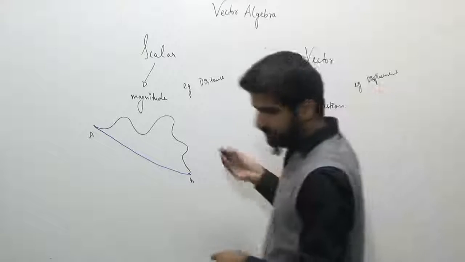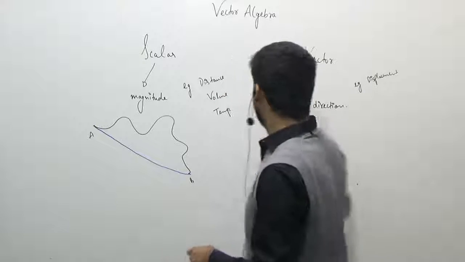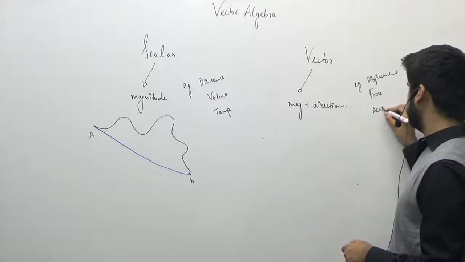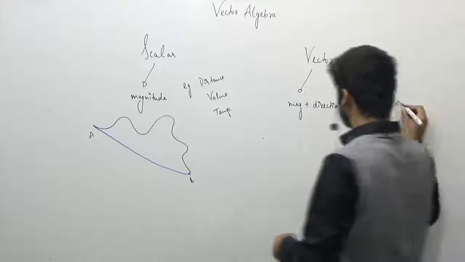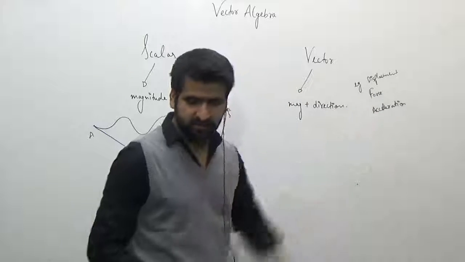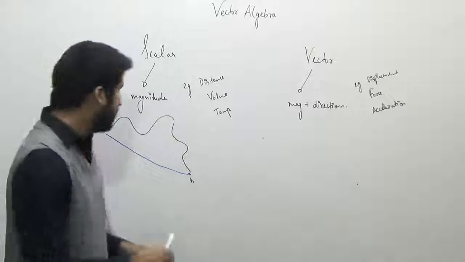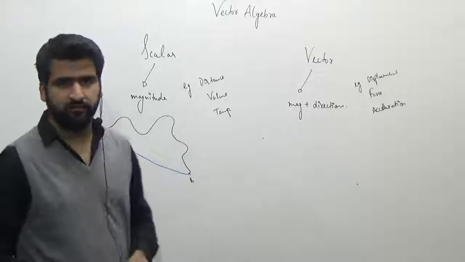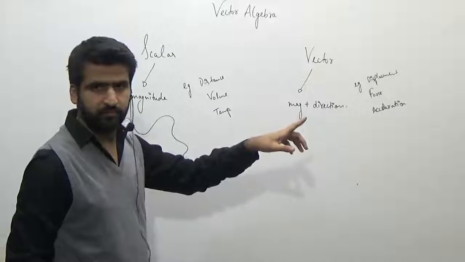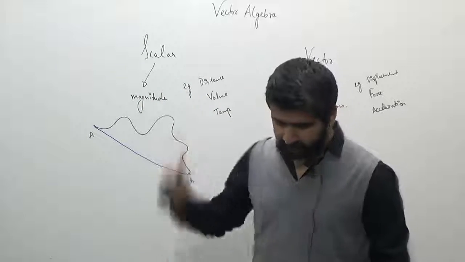The other examples can be volume, temperature, and in this case force, acceleration or velocity. Now all of these vectors, displacement, force and acceleration, depend on direction also. But in this case distance is not dependent on direction because we have to measure the whole distance, right? And the volume is not dependent on the direction, and the temperature is also not dependent on direction. Therefore these are scalars and these are the vectors.